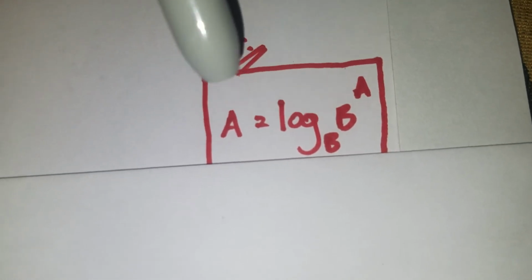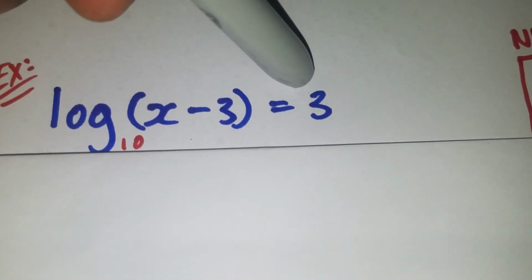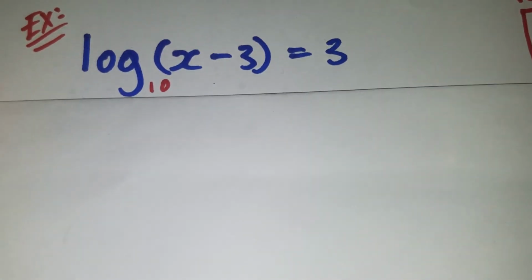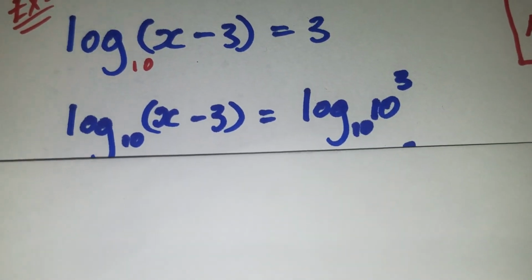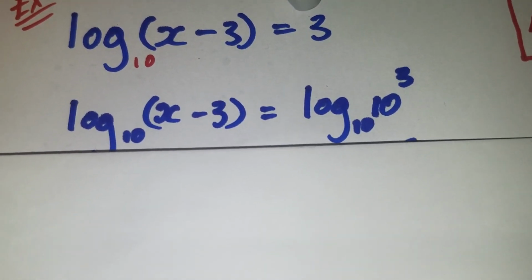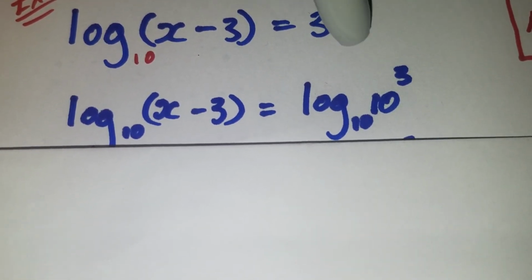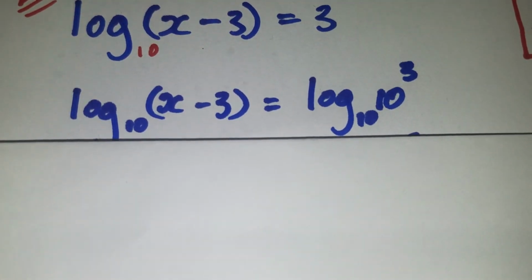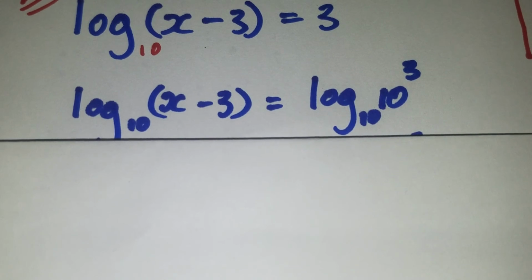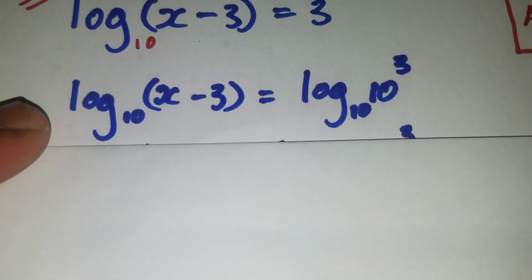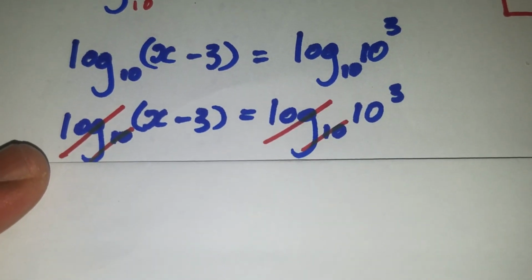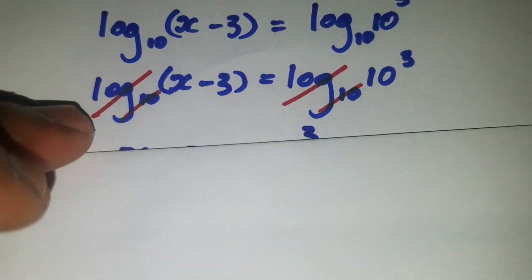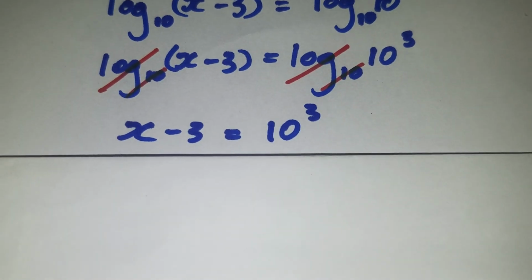So given that we have 3 here, and given that the log on this side is base 10, to convert 3 to a log, we're going to say 3 is log of 10 base 10 with 3 as the index. Now that we have that, all we have to do is eliminate the log on each side. So we're going to be left with x minus 3 equals 10 cubed.